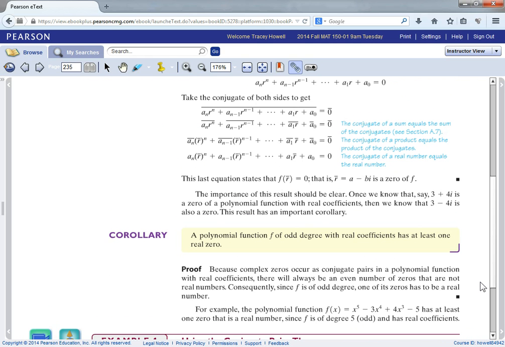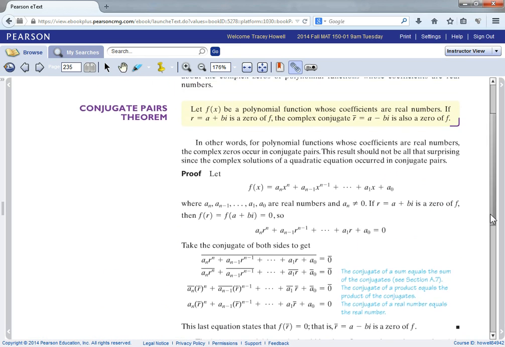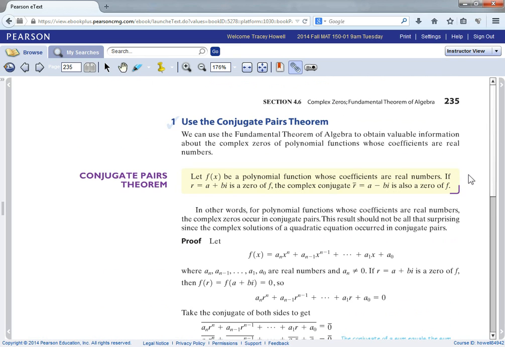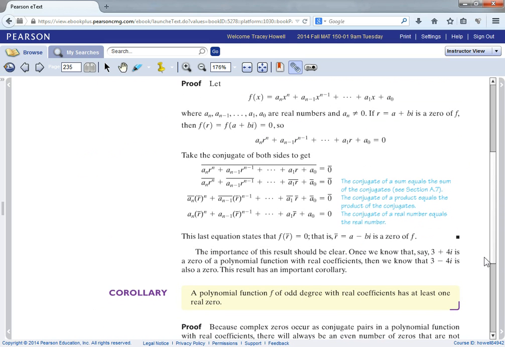Again, here's the polynomial function of odd degree with real coefficients. Oh, look at that one. So we've got this, and then they say, hey, wait a minute. A polynomial function of odd degree with real coefficients has at least one real zero. So there they go back with that real part.